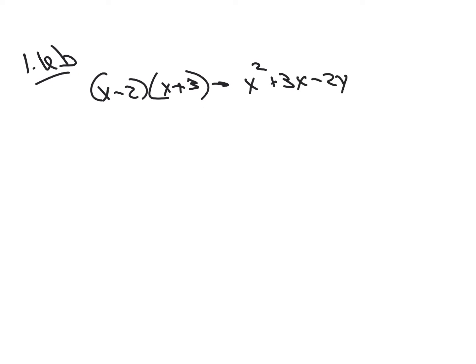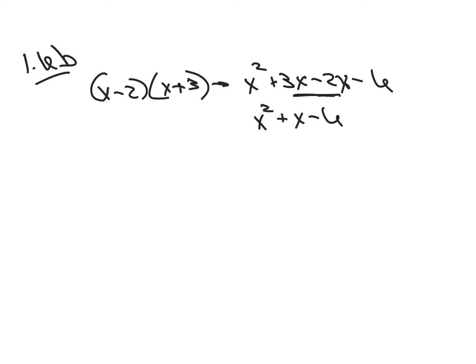In one of the other sections, we had two binomials, and we would multiply those using the FOIL method. So we would do the first and get x squared. We'd do the outside and get 3x. We would do the inside and get negative 2x. And then we would do the last terms and get negative 6. We would combine these and get x squared, 3x minus 2x is 1x, and minus 6.